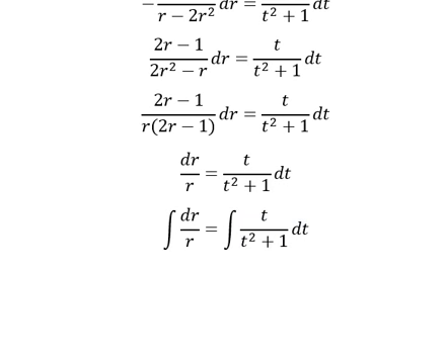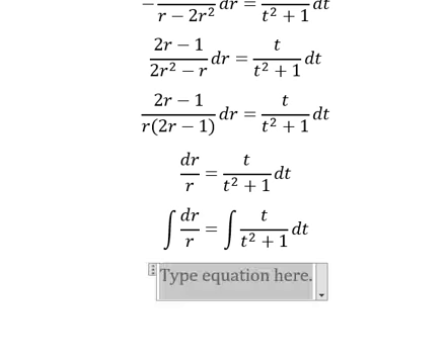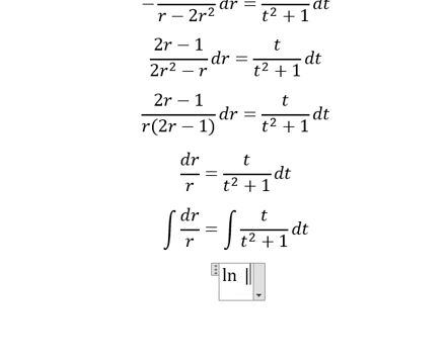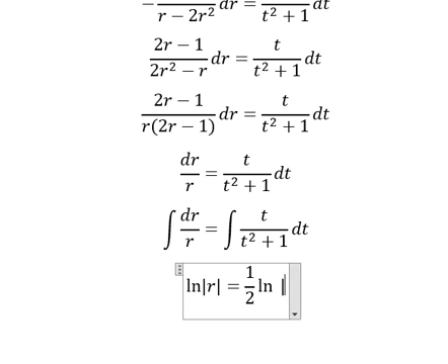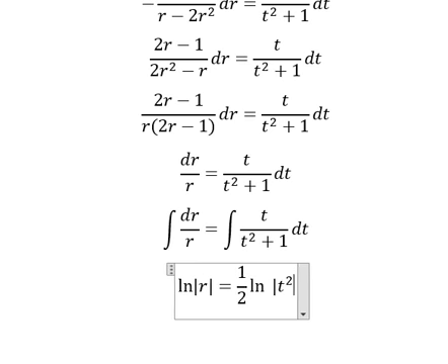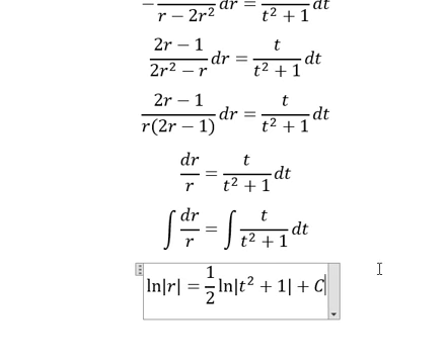The integration of this one, we have ln of the absolute value of r. The integration of this one, we have 1 over 2 ln of the absolute value of t squared plus 1, and we put about c in here.